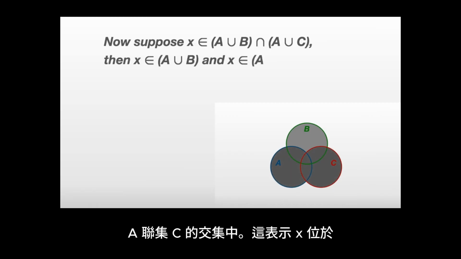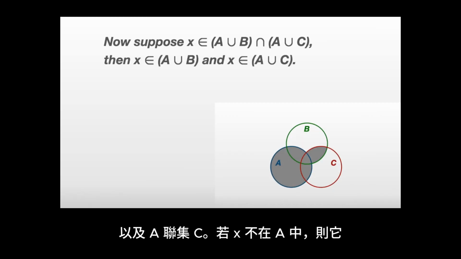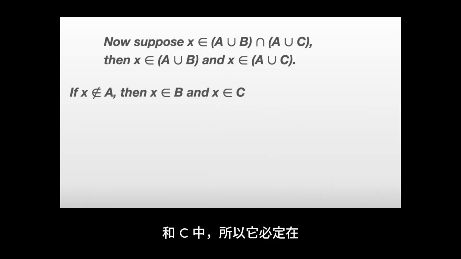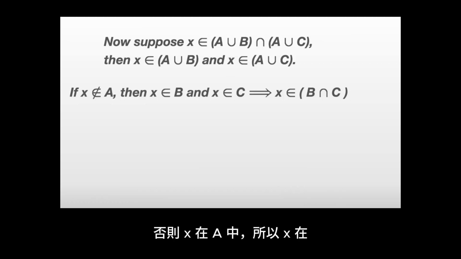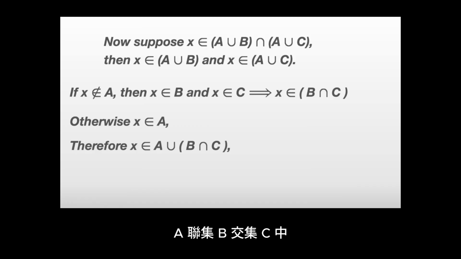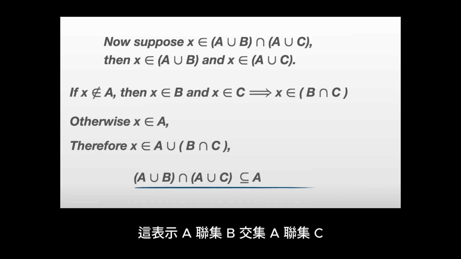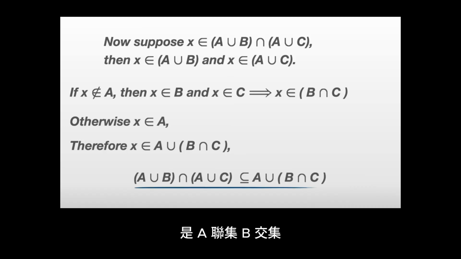Now suppose X is in (A union B) intersect (A union C). This means that X is in both A union B and A union C. If X is not in A, then it must be in both B and C. So it must be in the intersection of B and C. And otherwise, X is in A. So X is in the union of A and (B intersect C), which means (A union B) intersect (A union C) is a subset of A union (B intersect C).